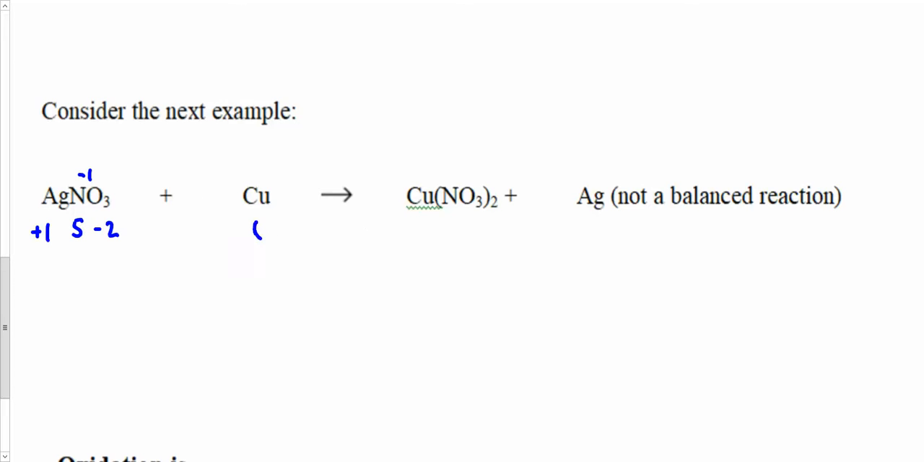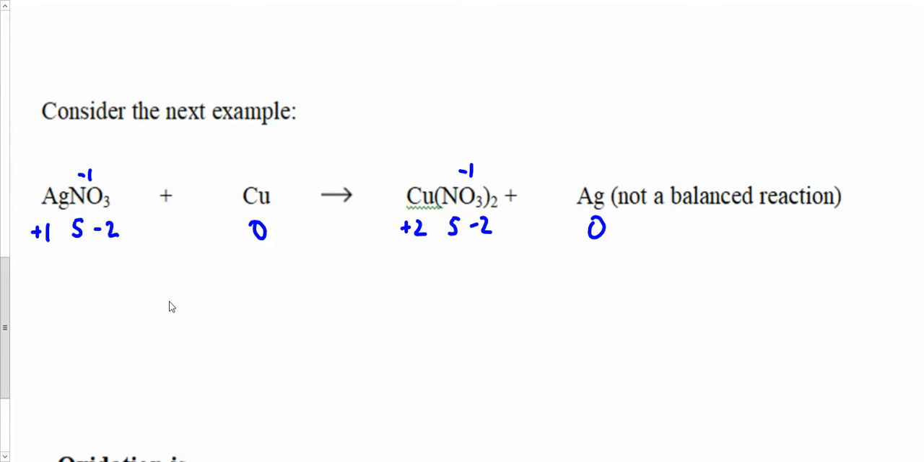Cu is 0 because it's all by itself. NO3 is there. Just for the record, here it is right here, so it's going to be 5 and a minus 2. Looks like Ag is a 0 because it's by itself. Again, NO3 is a minus 1, and I have 2 of them, which means I have minus 2 right here. Looks like Cu's got to be plus 2.